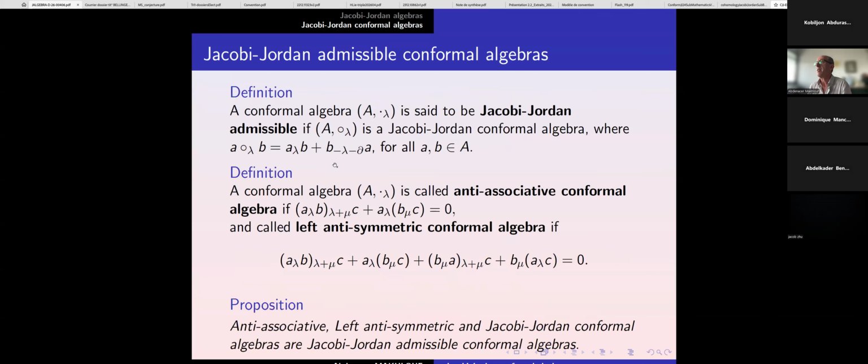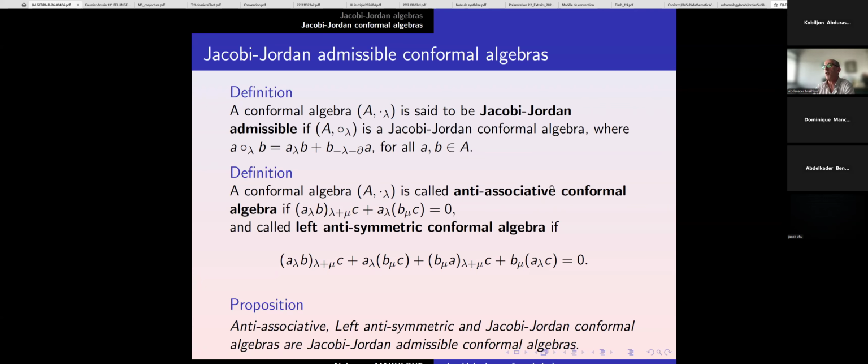Okay, now what about the Jacobi-Jordan admissible conformal algebra? A Jacobi-Jordan admissible conformal algebra is a conformal algebra such that the circle lambda product, defined in this way, is a Jacobi-Jordan conformal algebra. We say that we have a Jacobi-Jordan conformal admissible algebra if this is a Jacobi-Jordan conformal algebra.